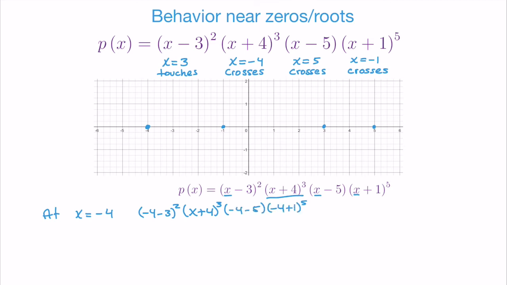That's going to be a huge number that I don't want to calculate. And besides, I only need the sign. And I already know that it's a cubic. So it crosses like a cubic. The only thing that I need to know is if it's been reflected or not.